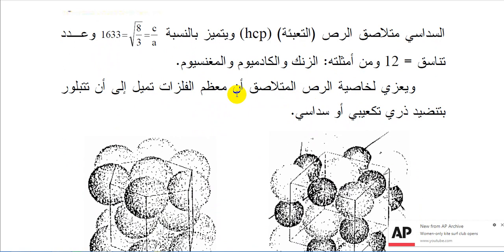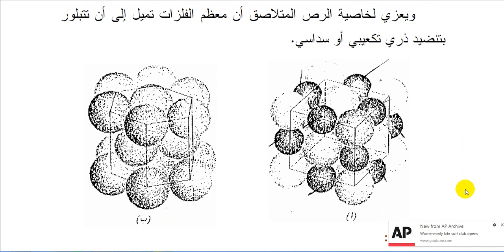And the close packing particularity is due to the fact that most metals have the tendency to crystallize with a hexagonal or cubic atomic epitaxy, meaning a hexagonal or cubic atomic stacking arrangement, as you can see in front of you.